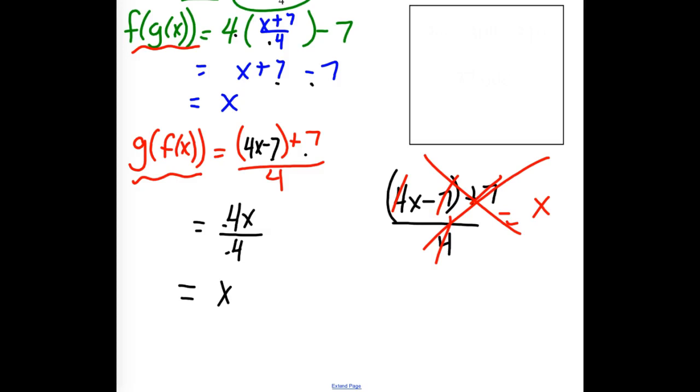Any questions? All right. Your assignment, page 309 to 310, numbers 1 to 37 odd. Obviously, I want to see the work you're doing to get to your answers.